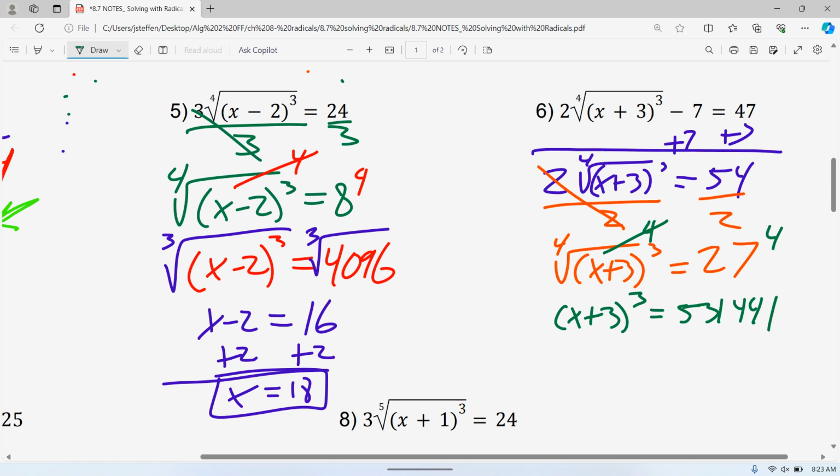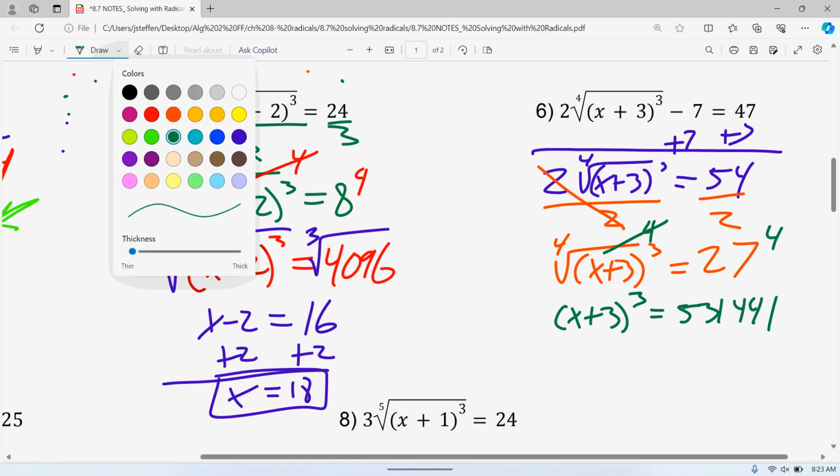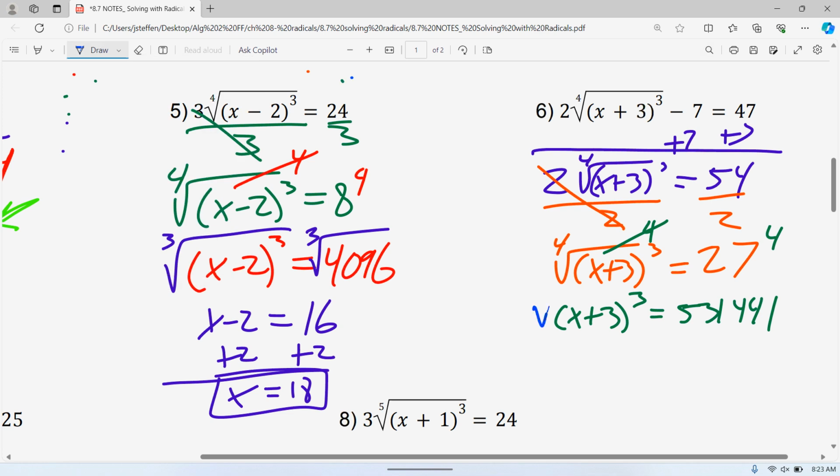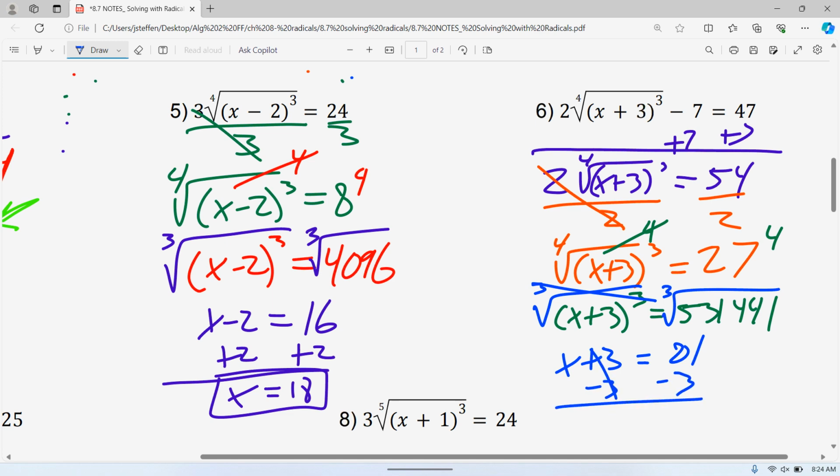Every year I teach this, I always go back and forth on which way I want to do it. And again, I think visually it makes a little bit more sense to do it this way, but some of you guys are good enough at math, you can cancel out the exponent with the third root. That's x plus 3 is equal to, third root of that number is 81. And last but not least, now I can subtract 3. X is equal to 81 minus 3 is 78.